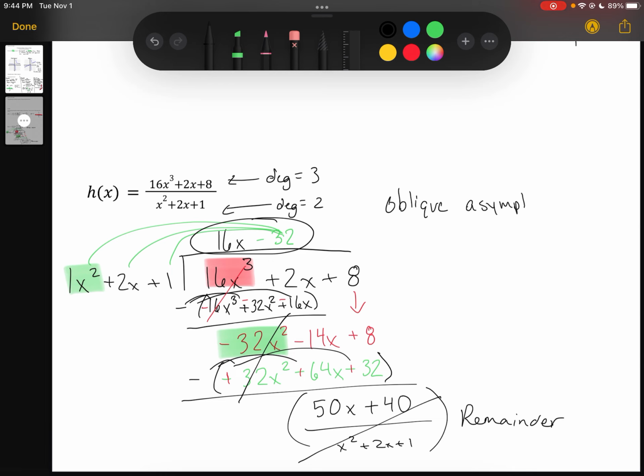So this one would have an oblique asymptote at y equals 16x minus 32. A bit of a challenging question there because of the degree of the terms and not being able to use synthetic.